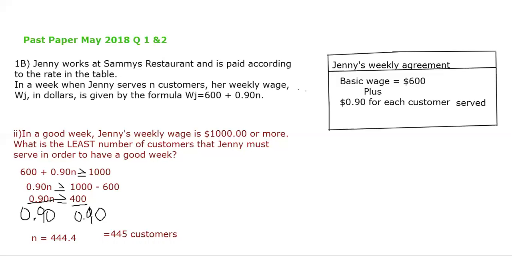When I multiply the 444 by the 0.90, and of course adding the 600, I got less than the 1,000, simply because you're rounding down, you're doing something less, right? And that would not be a true reflection. So of course you need to add one more to it, right? And that would say that at least that amount of customers would need to come in order for it to be a good week, right? Moving on.